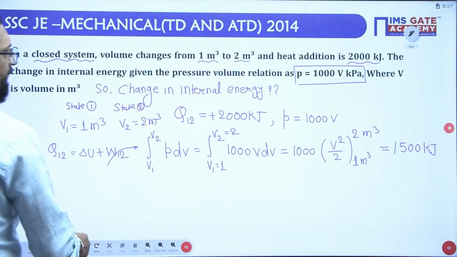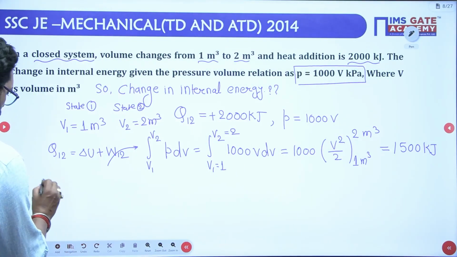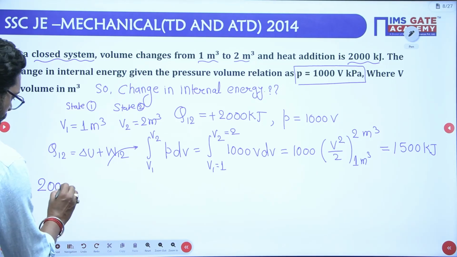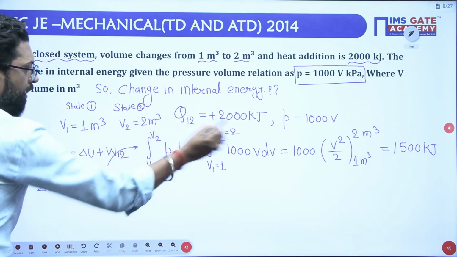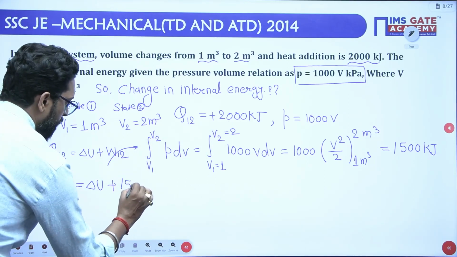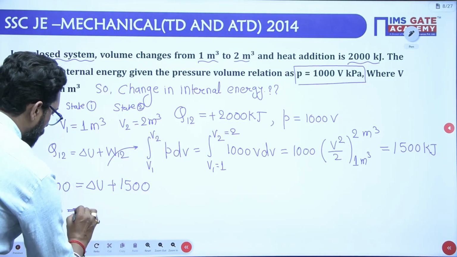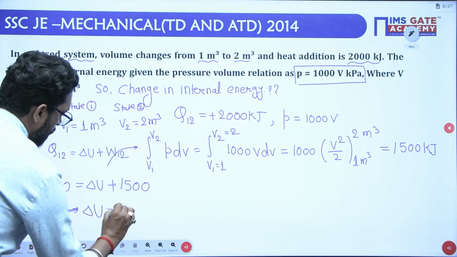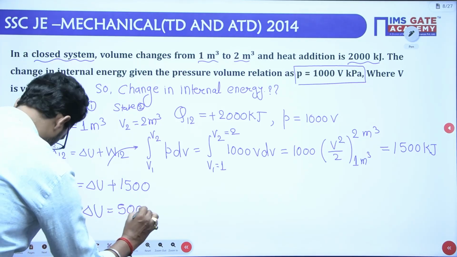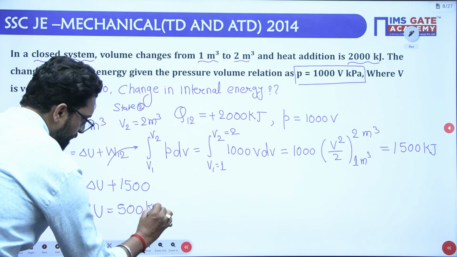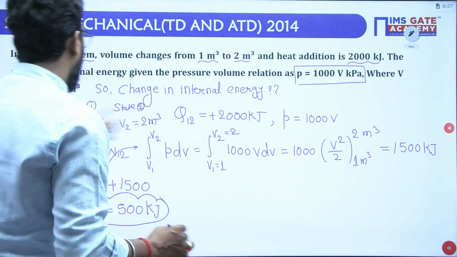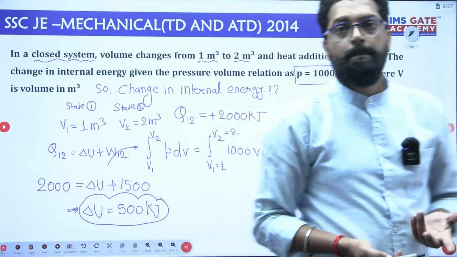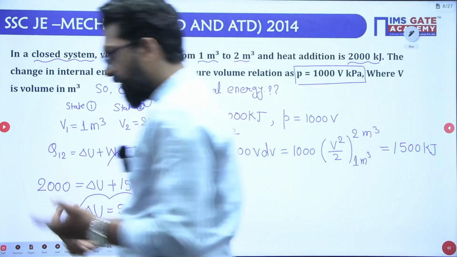Put this value back here. So 2000 kilojoule is equal to delta U plus work, which is 1500. So delta U, the change in internal energy, is 500 kilojoule. That's it. Only the application of the first law of thermodynamics. Simple.